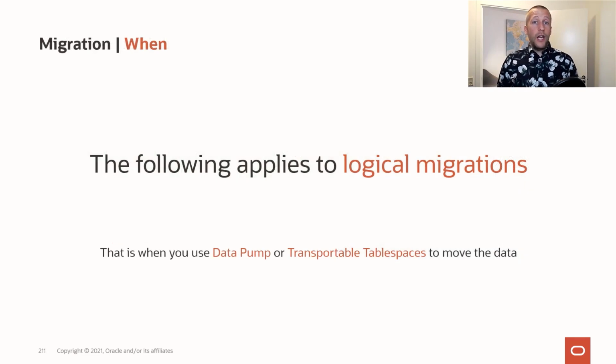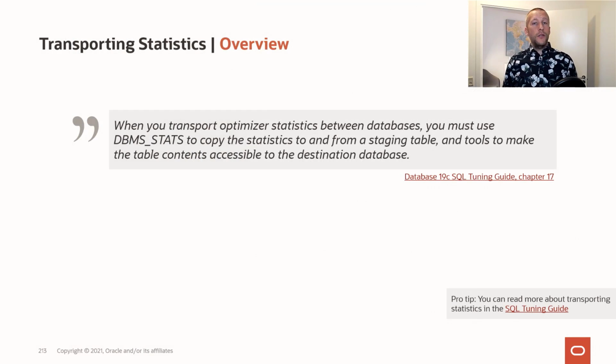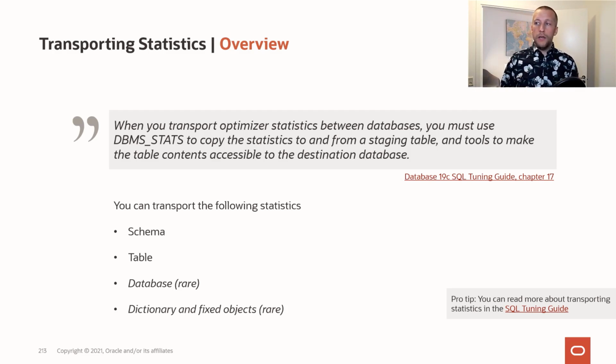Now, the following that I would like to talk about applies only to logical migrations. So these are the situations where you use either Data Pump or transportable tablespaces. First, I would like to cover transporting statistics, because by using the DBMS_STATS package, it's possible to take optimizer statistics from one database and put them into another database. And typically you do it either on schema level or on table level.